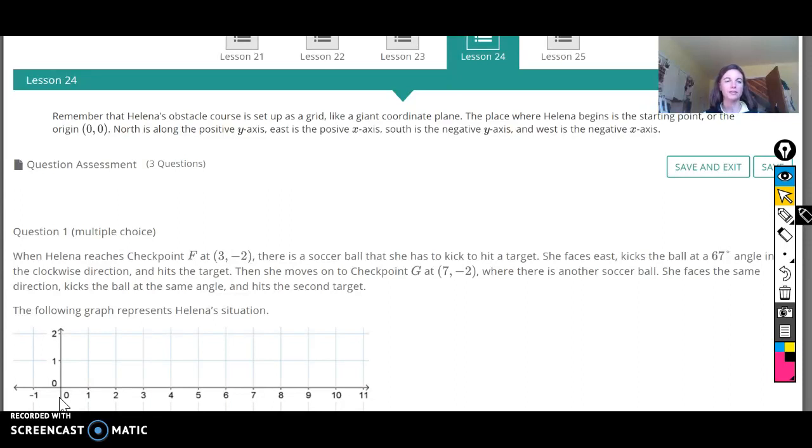Question 1. When Helena reaches checkpoint F at point (3, -2), there is a soccer ball that she has to kick to hit a target. She faces east, kicks the ball at a 67-degree angle in the clockwise direction, and hits the target. Then she moves on to point G at (7, -2), where there is another soccer ball. She faces the same direction, kicks the ball at the same angle, and hits the second target. So we want to figure out what's going on here.